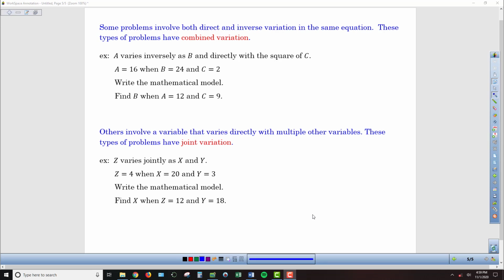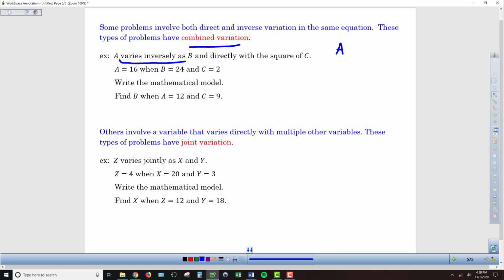Finally, we can have more than two variables involved in a relationship. And so the first scenario we see here is where there's a mixture of both direct and inverse variation in the same question. So we call that a combined variation circumstance. So in this example here it says that A varies inversely as B and directly with the square of C. So if we think of what our inverse relationship with B would look like, if that was all we had, it would be A times B equals K. And then if it was just A varying directly with the square of C, well, that would be K times C squared. So here we have the relationship mapped out.